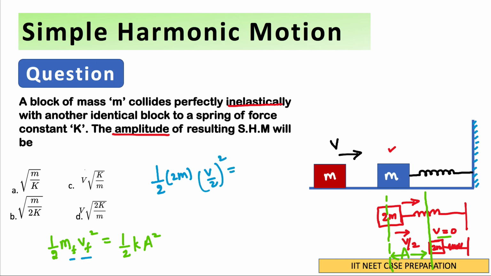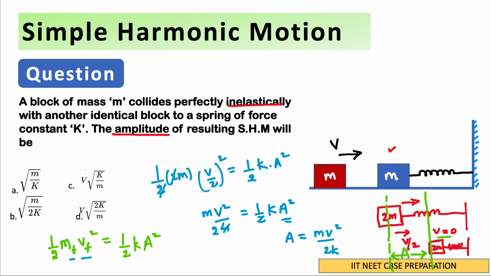So this was the kinetic energy, and potential energy will be half into k into a square, where a is what we have to find out. Here we can cut this 2 and 2, so we get m into v square by 4, which is equal to half k a square. Simple. Then we just have to find out a. This 2 and 2 we can cancel, and we get m v square, so a square will be equal to m v square upon 2k.